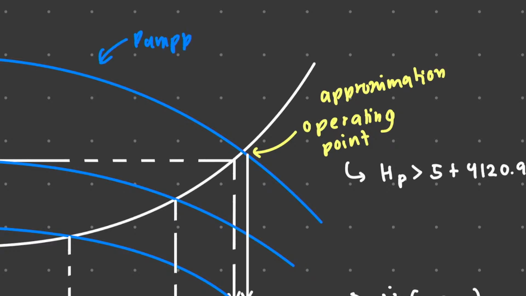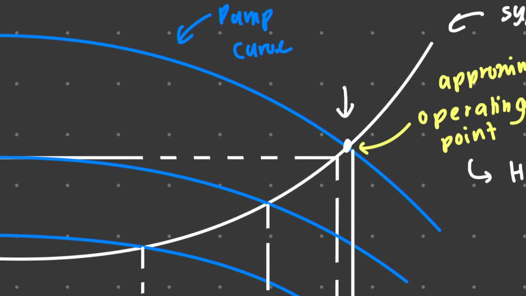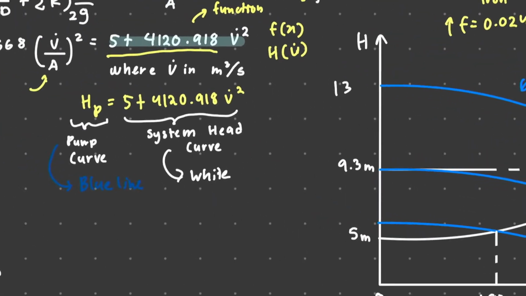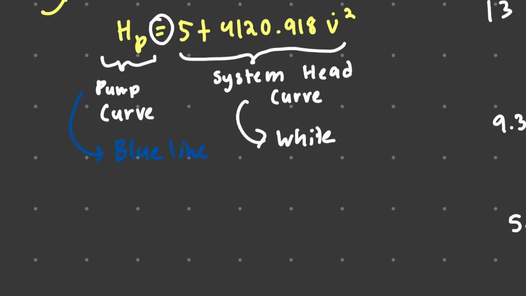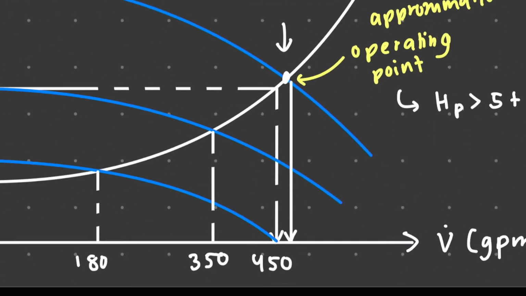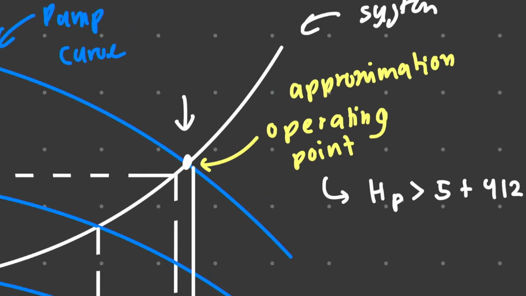This is the pump curve. This is the system curve. This is the intersection. Why do we need the intersection? Kenapa? Sebab it is equal. There is where it intersects. So you need to find the operating point. This intersection is called the operating point.